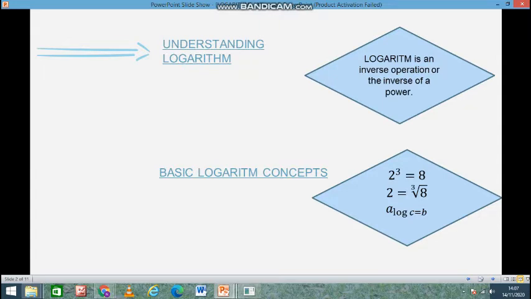After this, we will look for the number 3. There is no mathematical operation that can connect the number 3 in the power of 2 and 8. So, the solution is we need a new mathematical operation to express 3 as the relationship of 2 and 8 in this power. So, that is called logarithm.